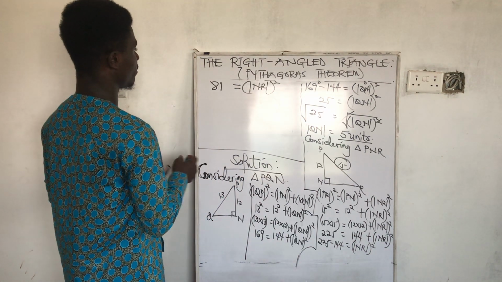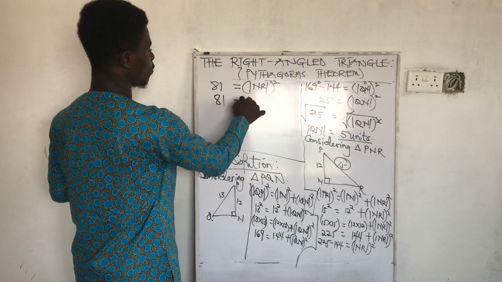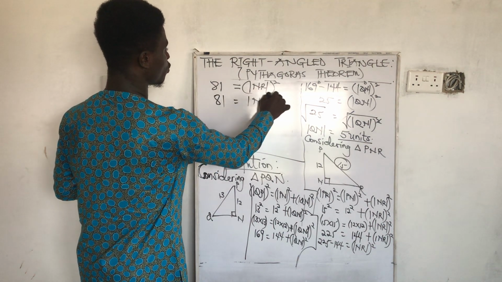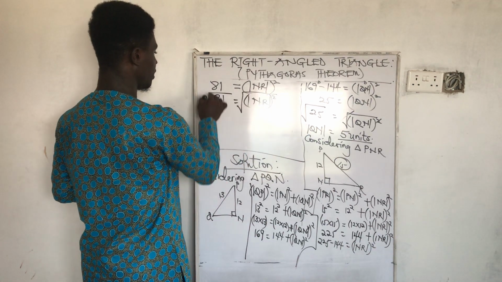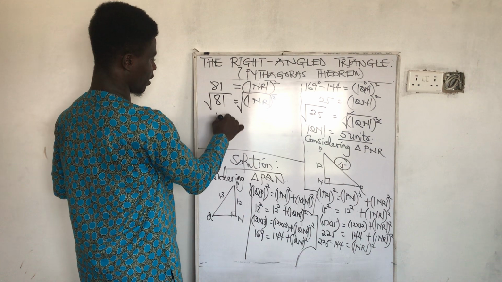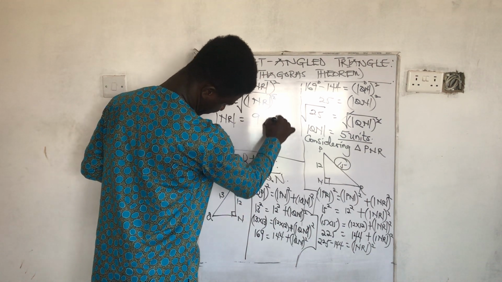So now 81 equals, what do we take? The square root of both sides of the equation. So I get the length of NR equals 9 units.